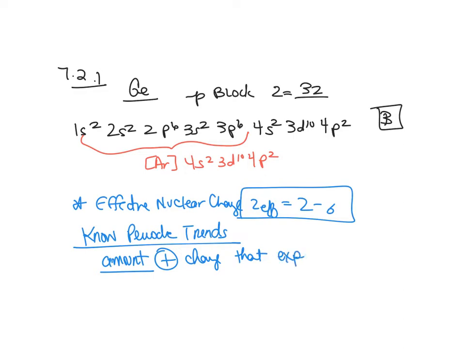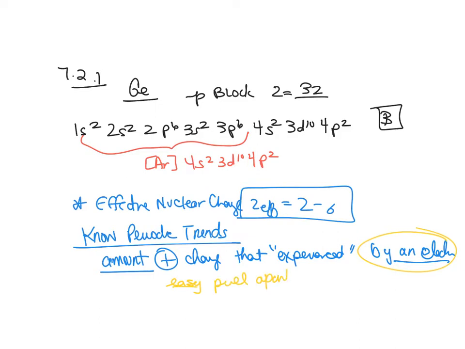It is experienced by an electron. Now, remember, we care about those valence electrons, the outer electrons in the outer electron shell. And they're easy to pull apart, right? They're going to be easier to pull apart or to participate in bonding if they're further away from the nucleus. And the nucleus has the positive charge.